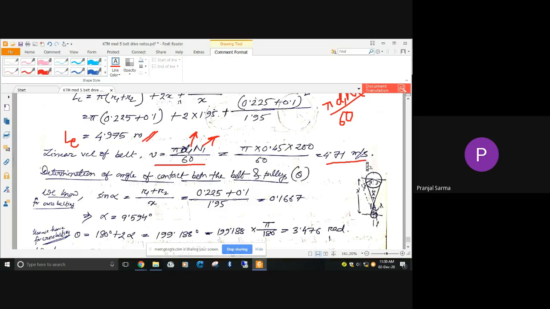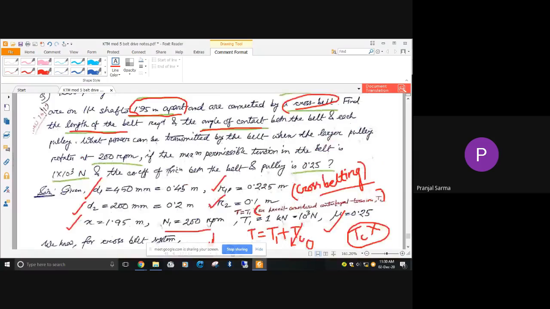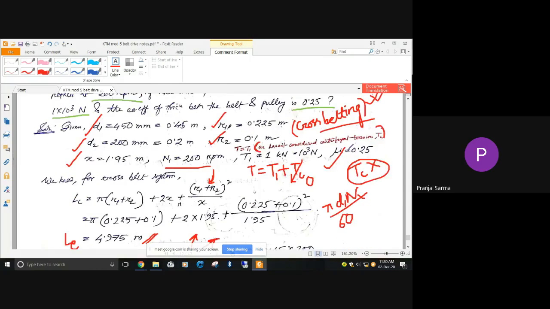Now, as per the question, what we need to find out: the length of the belt is done. Also we have to find out the angle of contact between the belt and its pulley. This is a cross belting, so how can we get the angle of contact in the case of cross belting?